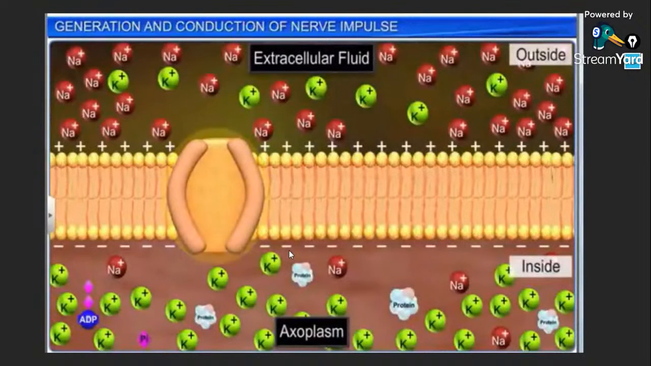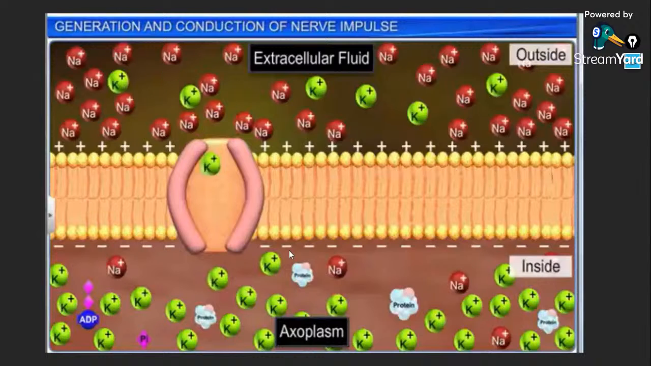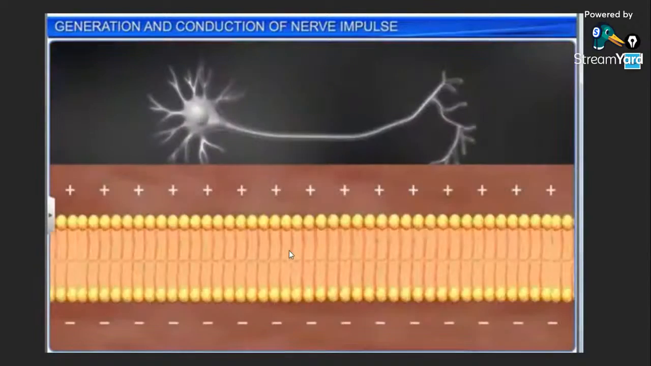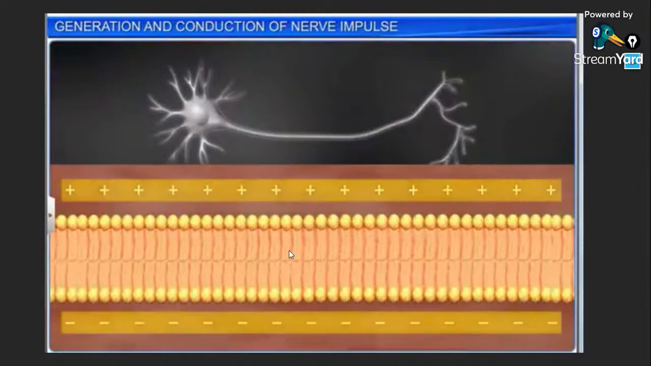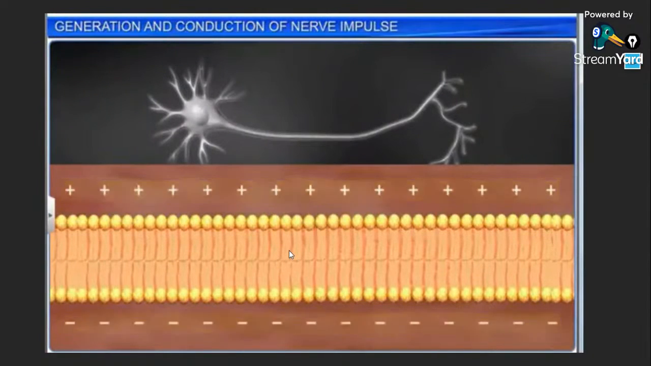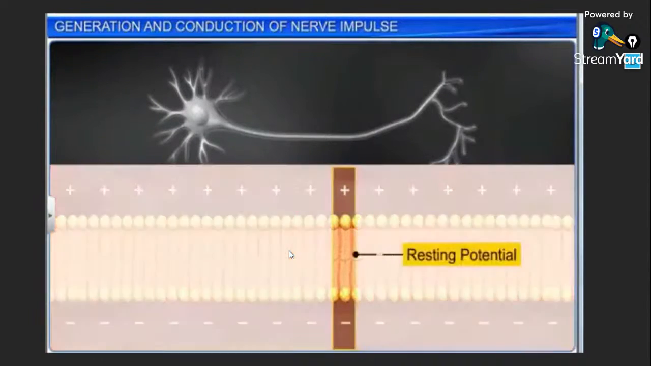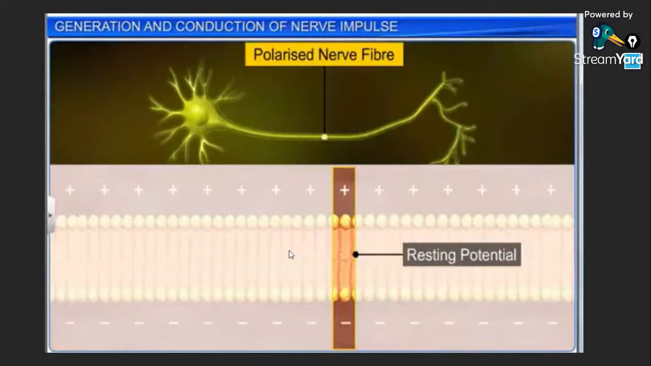This differential permeability is maintained by a sodium-potassium pump. Look, this is the sodium-potassium pump, which passes 3 sodium outwards and 2 potassium inwards. I have shown you the video for that. Three sodium ions are pumped outside and 2 potassium ions are pumped inside the cell. This electrical potential difference across the membrane in an unexcited nerve fiber is called resting potential, and the neuron is called a polarized nerve fiber.